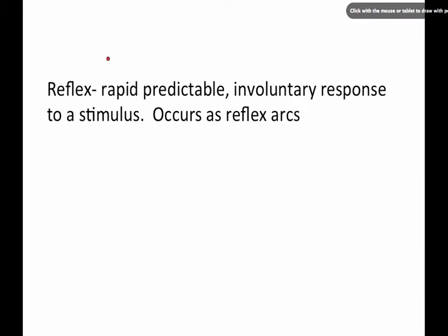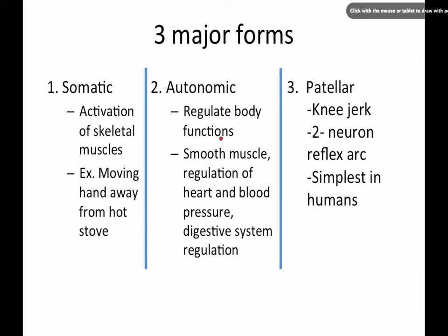Our definition of a reflex is that it's a rapid, predictable, and involuntary response to a stimulus. And reflexes occur as reflex arcs. Now there are a couple of different types of reflexes that we're going to go through, and here are the different forms. First of all, we have somatic.